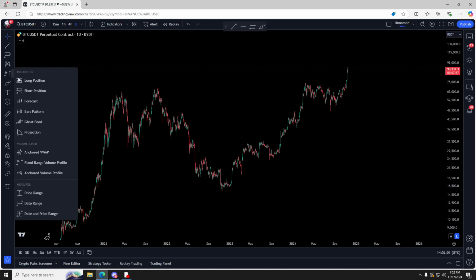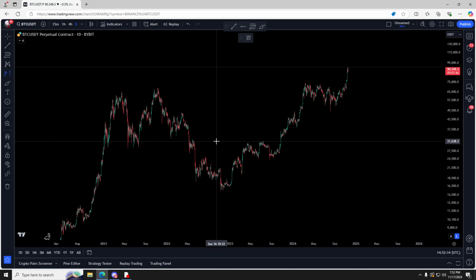So first of all, you go into this projection area where you have your long and short tools, and this is the volume profile. You can say this is an indicator. Just for reference, we click this one and we use this one.